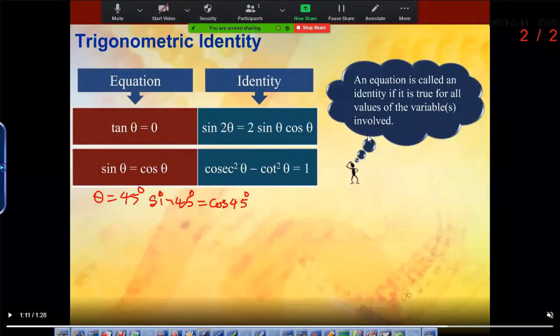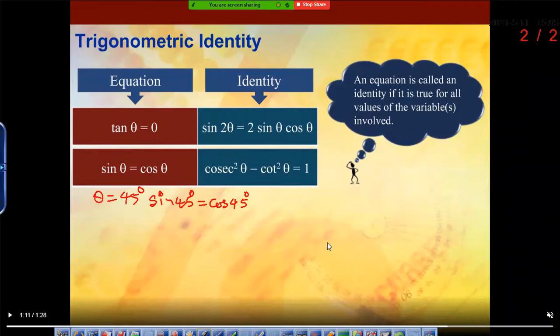Here, we have taken theta equal to 45 degrees. So we got sine 45 degrees is equal to cos 45 degrees. Sine 45 degrees value is 1 upon root 2 and cos 45 degrees is 1 upon root 2. So here the values are the same. When theta is equal to 45, sine theta and cos theta are equal. So this is called an equation.